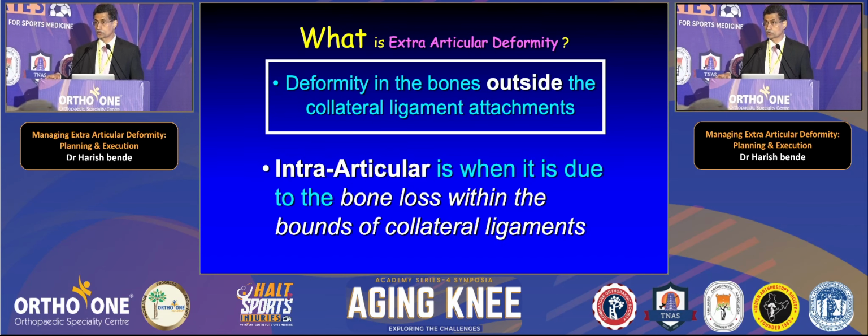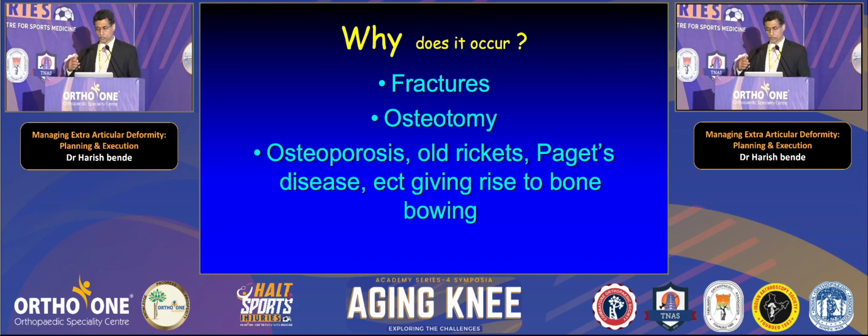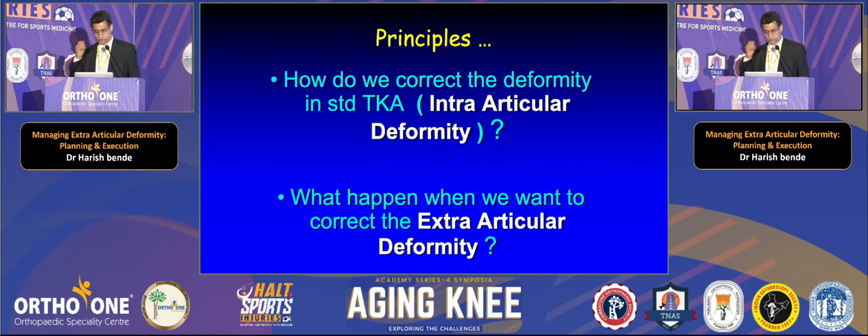We take a certain amount of cut, then create a certain amount of gap and try to balance those things. If the gap or bone loss is within the articular surface, it is called intra-articular correction. But when there is a deformity outside because of fracture, osteotomy, old rickets, Paget disease, or significant bone bowing, then we need to decide it separately. So in principle, we first discuss what intra-articular correction is.